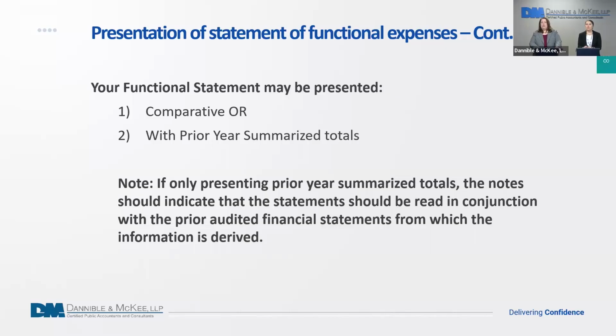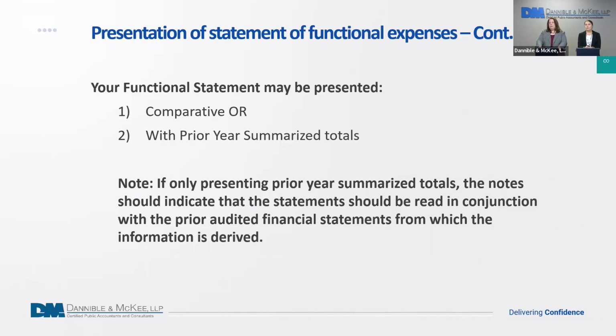Okay, your functional statement may be presented comparative or with prior year summarized totals. What that means is when you're looking at your functional statement, and it can get quite large sometimes, you'll have your natural classification, you'll have your programs, management and general, fundraising, and a total for, let's say we're doing 2025. And then if you repeat all of those columns for your programs, your management and general and fundraising in the prior year category, that is considered to be fully comparative.